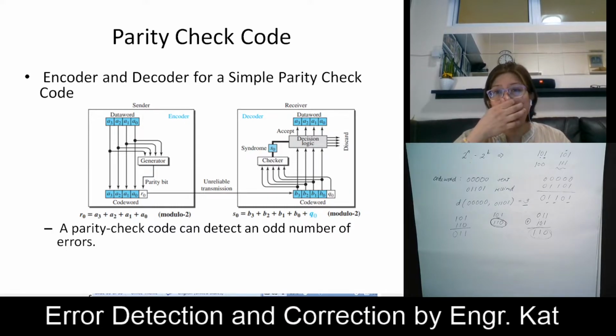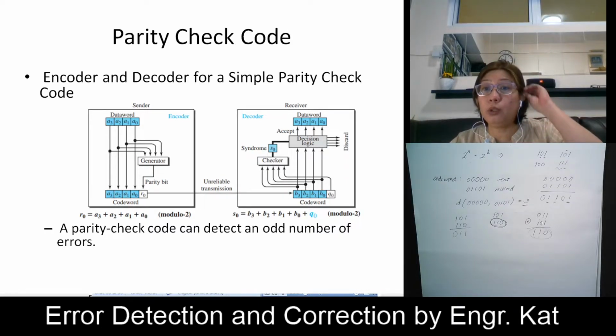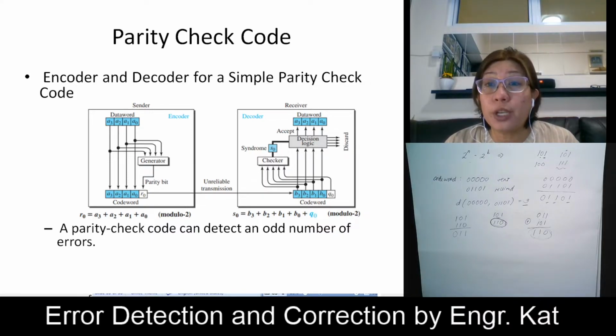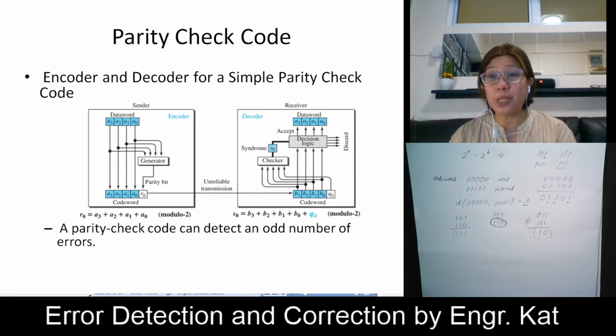Okay, so we have here again a modulo 2 addition. So R0 depends on how many ones are present in A3 to A0. In this case, this is only 4, and for the receiver end, this is equivalent to 5. But they both have a modulo 2 operation. So the result of the checker we call the syndrome, and that is represented by S.